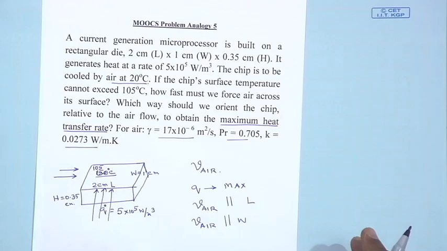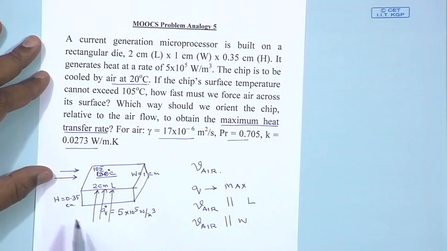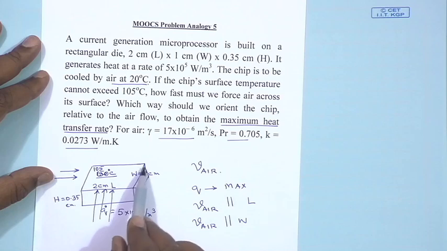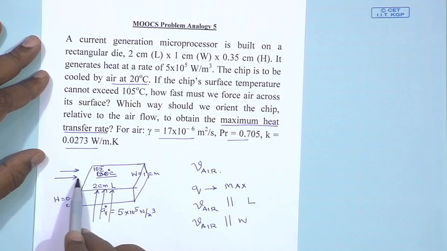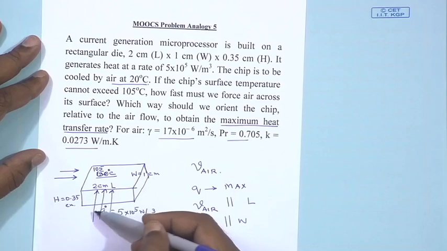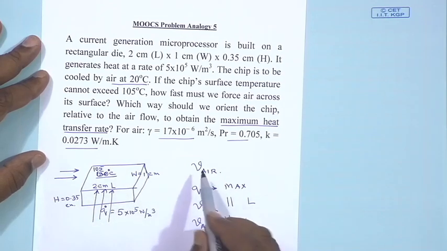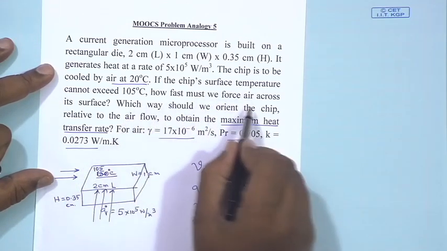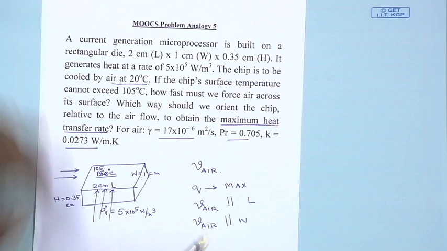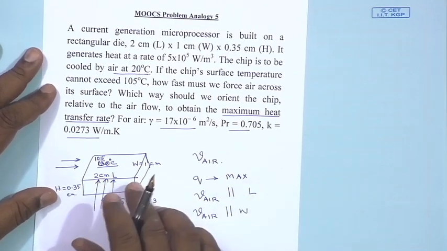So, we would solve the problem which I introduced towards the end of the last class. You have a microprocessor built on a rectangular die whose sides are 2 centimeter and 1 centimeter, which has to be kept at 105 degrees centigrade, and you are going to have airflow either along this length L or along the width W. You need to calculate the velocity of air in order to maintain the temperature at 105, and in which way we should orient the chip.